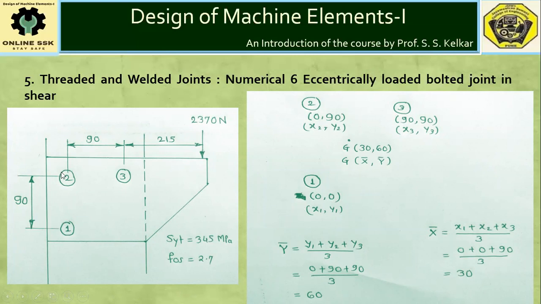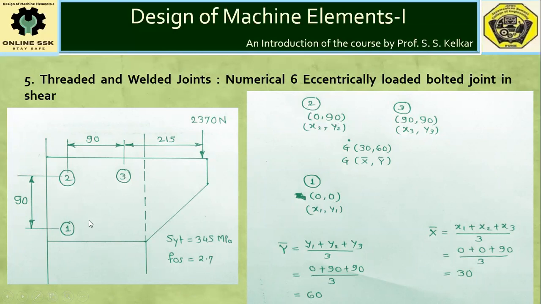Now, to find the coordinates for the center of bolt number 2, its x coordinate is 0, whereas its y coordinate is 90. So for bolt number 2, the coordinates are 0 and 90.